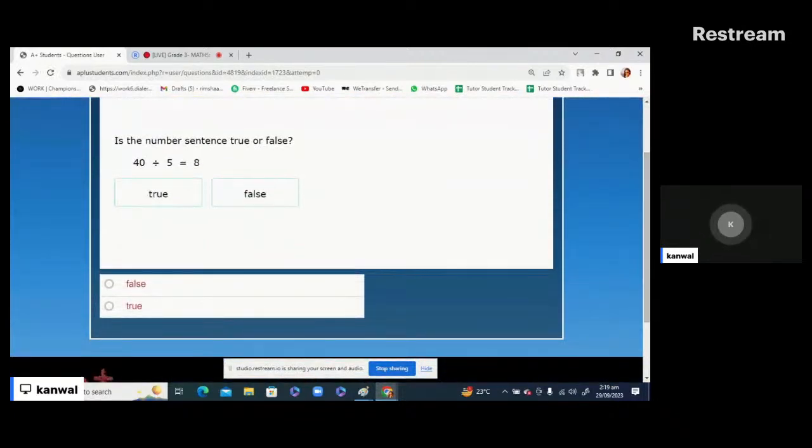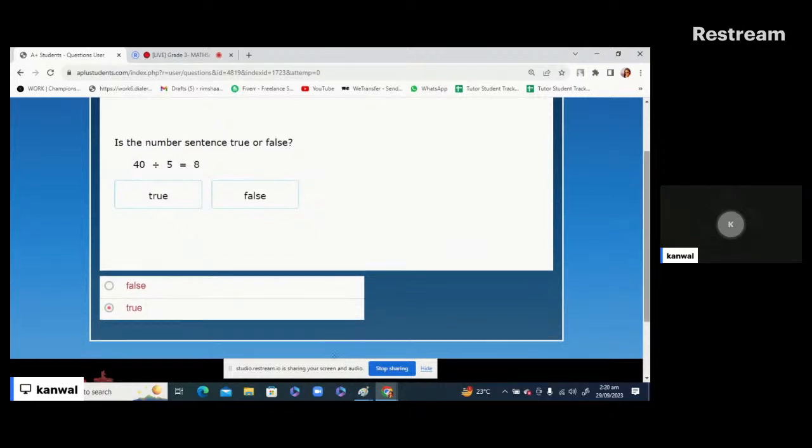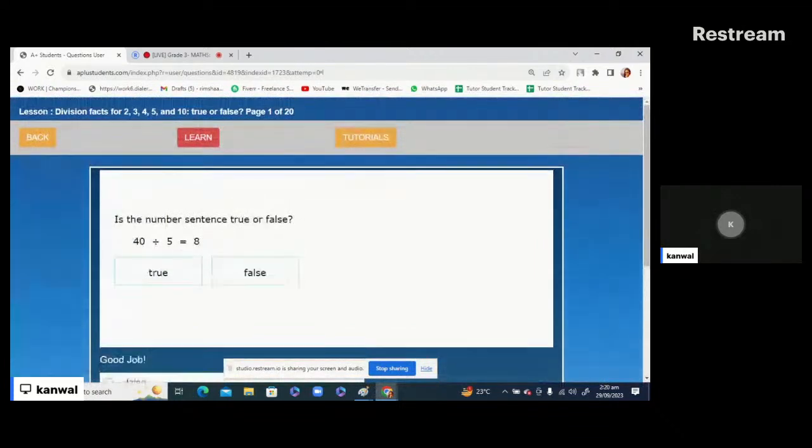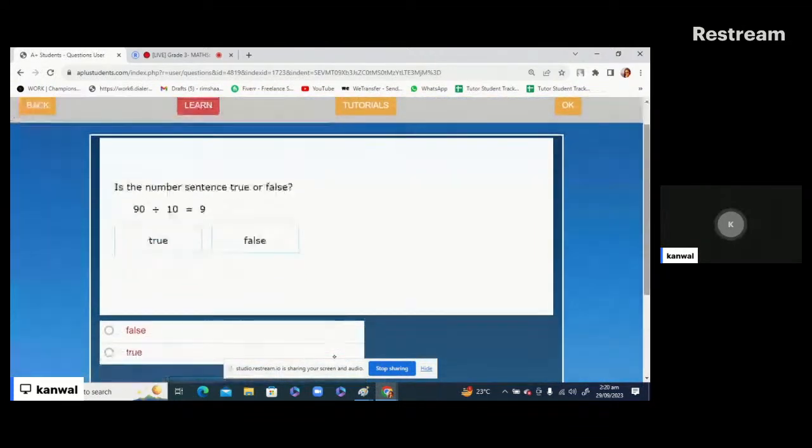Okay. Is the number sentence true or false? 40 divided by 5 is equal to 8. Anyone? Are you able to answer me? Is this statement true or false? Okay. So this statement is true because 5 times 8 is 40. Here the statement is true. Let's click and then check. Yes, this is a right answer.